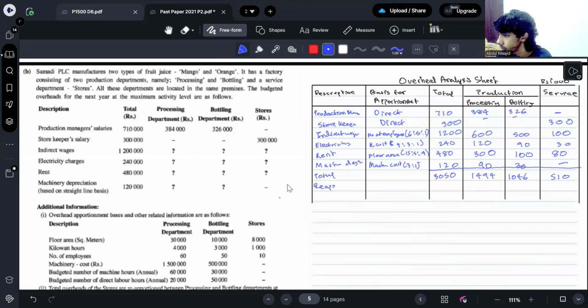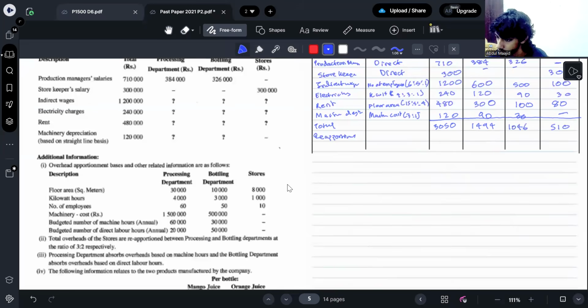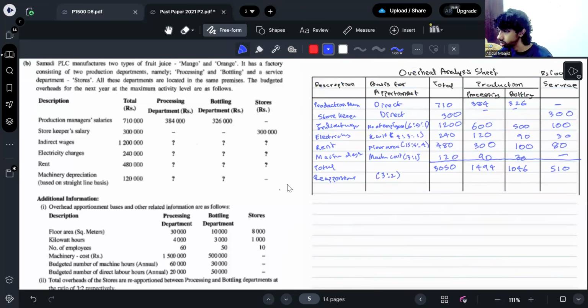Reapportionment. How are you going to reapportion? The total overhead of the stores are reapportioned between processing and bottling department at the ratio of 3:2. Okay, so 510 divide by 5 into 3, 306, 204. Then you can get your final total. Final total after reapportioning. The total won't change, 3050.